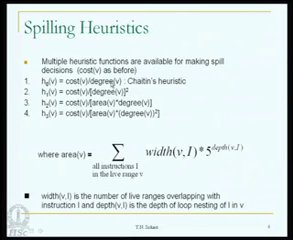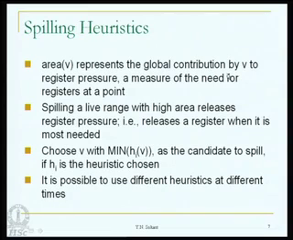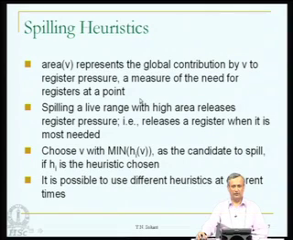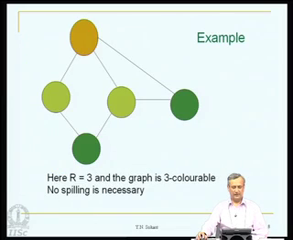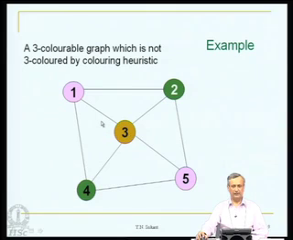There are many spilling heuristics, some of them use this area, which represents the global contribution by the live range to the register pressure, and it is possible to use many heuristics at different points of time. Here is a very simple example which shows how a graph which is 3 colorable can be colored without spilling. Now, here is a graph which is 3 colorable, but it cannot be colored by the coloring heuristic. It says we will need a spill, but obviously as we have shown here it does not need any spill. So, there are some heuristic improvements possible which will help us in coloring such graphs. We will see that a little later.